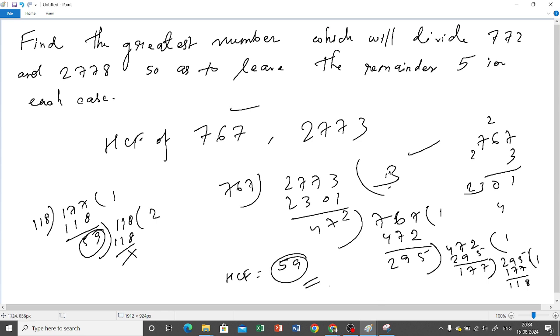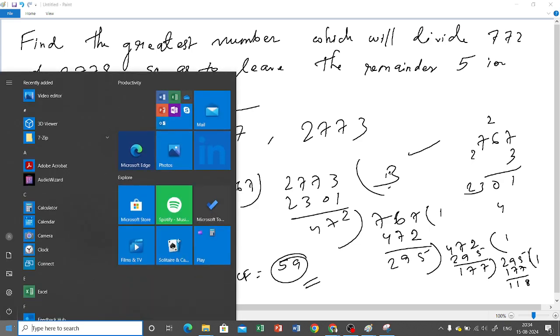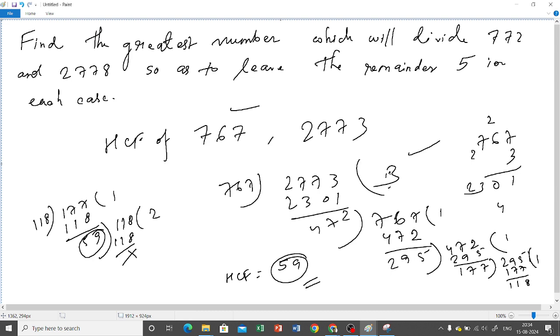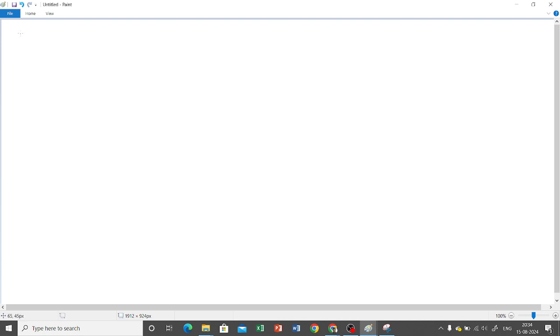Okay, so this is the answer. Now write down the next one. So deleting this. Write down the next one. Find the greatest number.